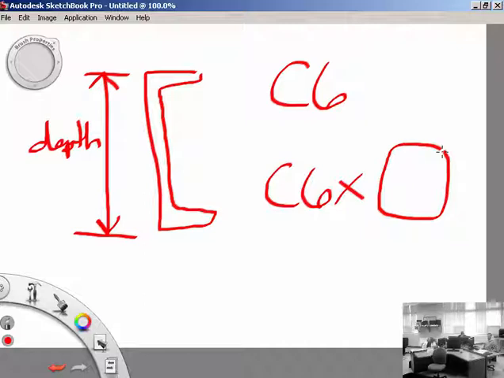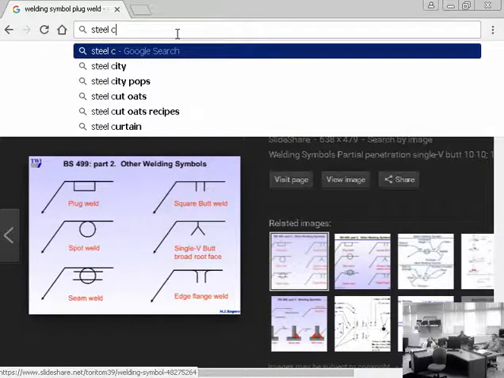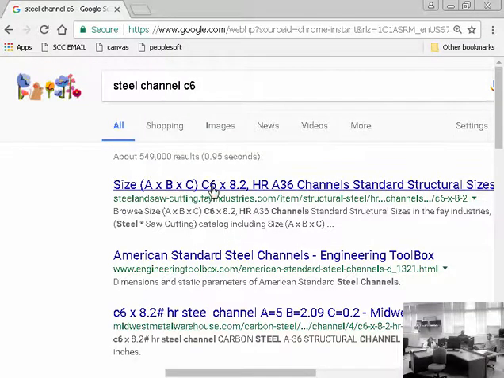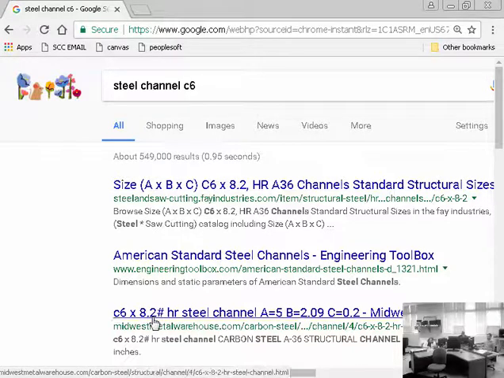You would think that we're going to be dealing with actual stuff that deals with that. But let's actually Google and see what happens. Let's say steel channel C6 size, or C6. All right. Look, we've got one right here. It says a C6 8.2 pound symbol, aka the pound symbol we used to know it as.